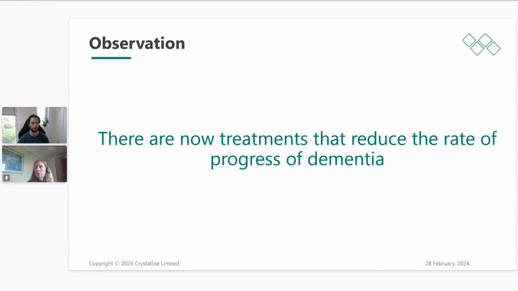Okay, so on to the treatment side of this presentation. There are now treatments that reduce the rate of progress of dementia, and specifically Alzheimer's disease. And this is only in the last year and a half. So December 2022, the first treatment came out, approved by the FDA, and there have been one or two treatments approved since then.